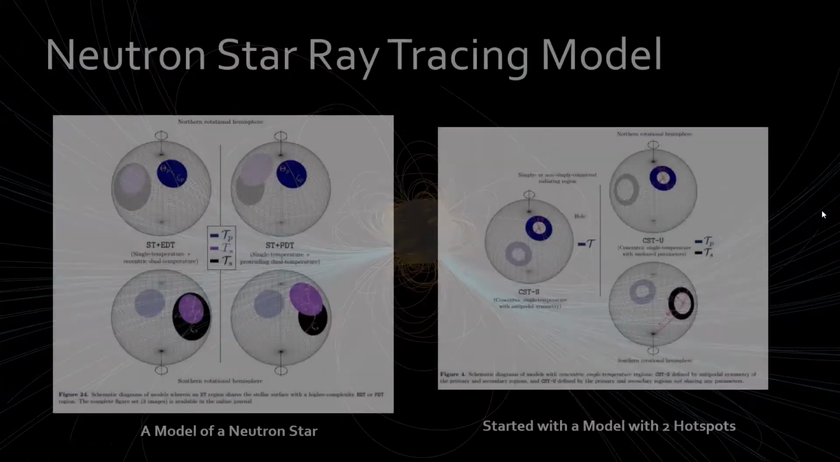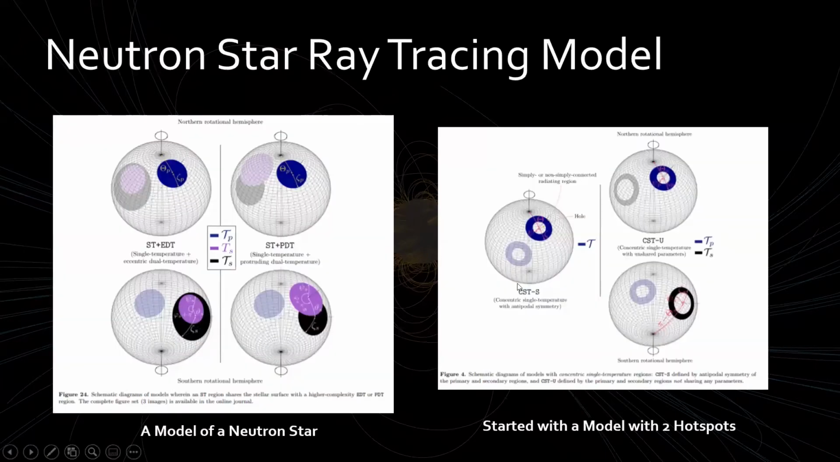So, some researchers I had credited at the end of this presentation: if you want to use relativistic ray tracing to model and build an image of a neutron star, you would first have to start with a simple model of the neutron star to recreate the X-ray spectrum. This was done with NASA's NICER, which I'll show just now. The researchers started with a model that had two hotspots, if you can see the image on your right. These two hotspots corresponded to the two magnetic poles.